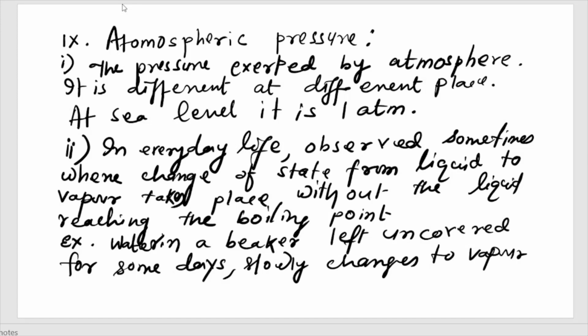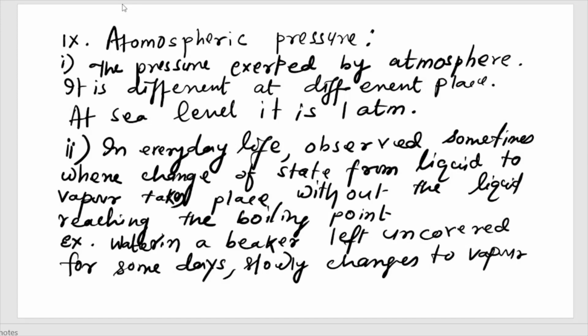What is meant by atmospheric pressure? It is the pressure exerted by the atmosphere. At what condition? It is 1 atmosphere pressure, 760 mm of mercury. It is different at different places, you know. Some places are near to sea level, equivalent to sea level, but some are above or below the sea level. At sea level, it is 1 atmosphere. Generally 1 atmosphere is counted, and above the sea level it is different.